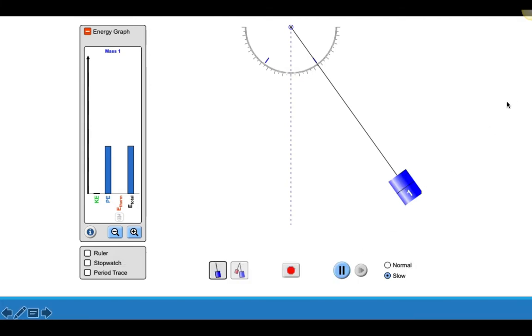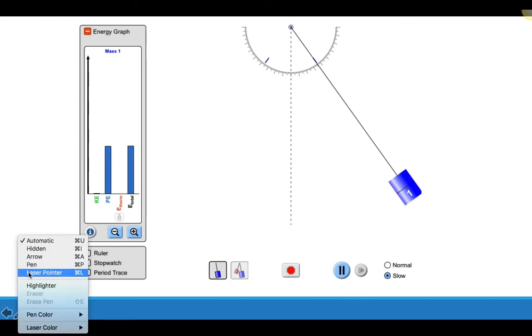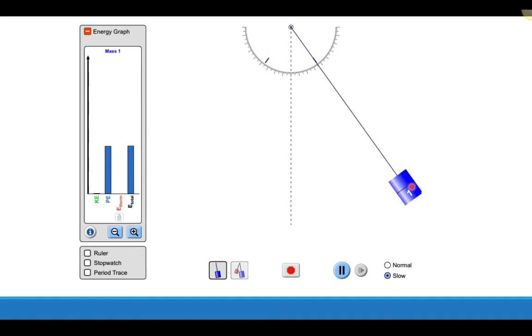As it falls down, it loses potential energy and gains kinetic. At the very lowest position, it has lost all of its potential energy, and that has been converted into kinetic energy. And then as it goes back up to the other side, it loses kinetic and gains potential.